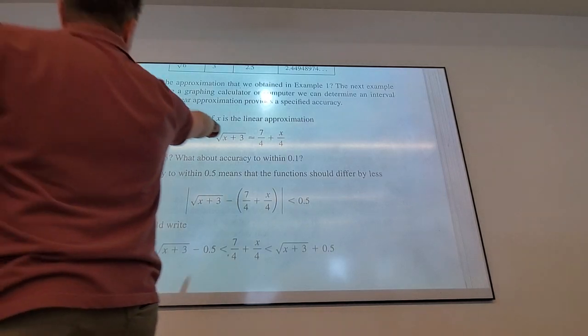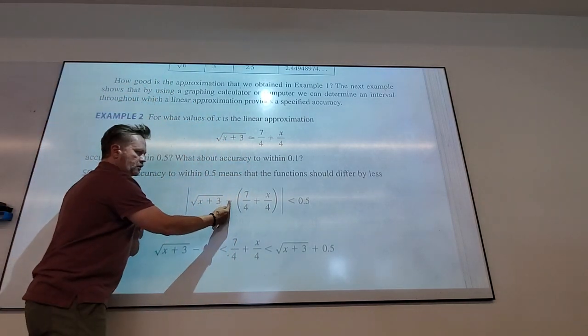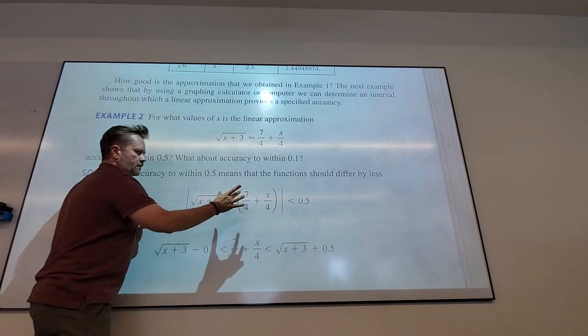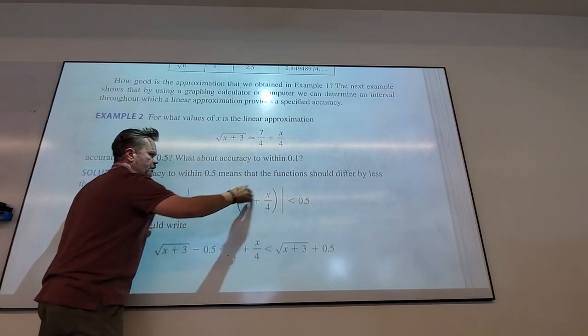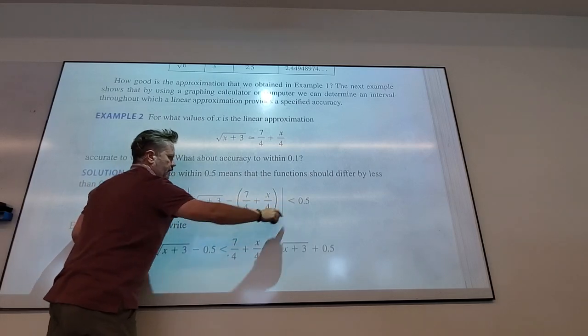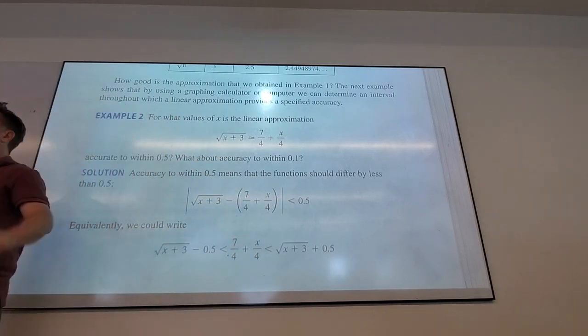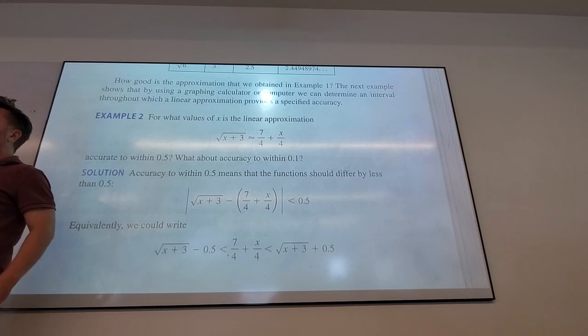So you see that's what this says. This says the difference between the function and my approximation, absolute value so it stays positive, I want that to be less than 0.5 in this example. I think in the problem it said less than 0.1. Yeah.